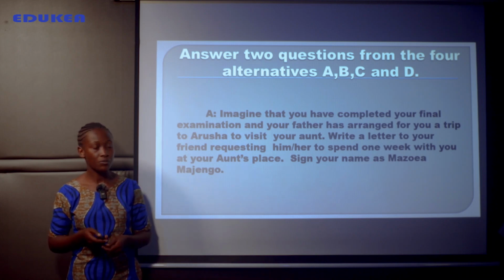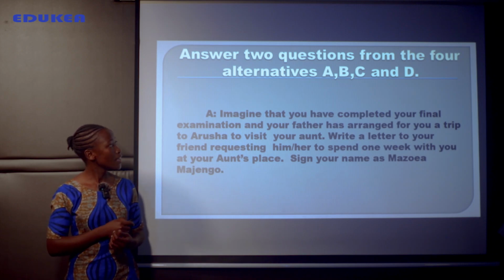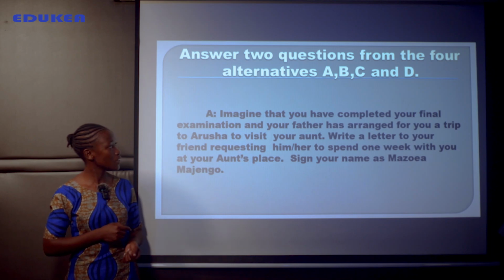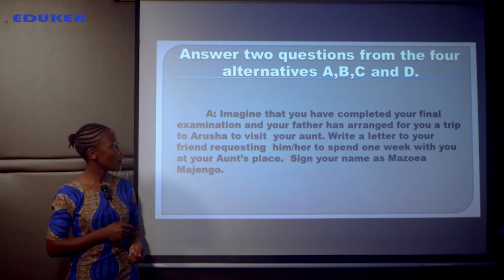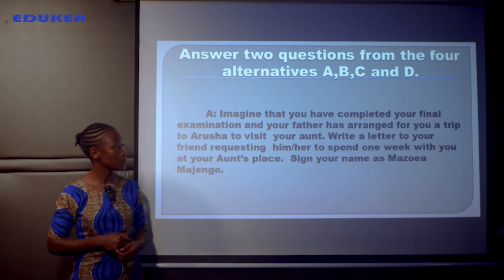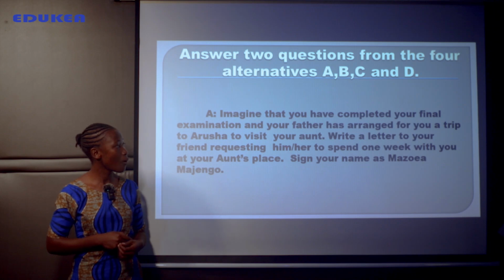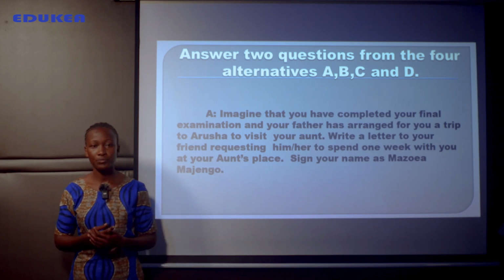From those four alternatives, A reads, imagine that you have completed your final examination and your father has arranged for you a trip to Arusha to visit your auntie. Write a letter to your friend requesting him or her to spend 1 week with you at your auntie's place. Sign your name as Mazoea Majengo.